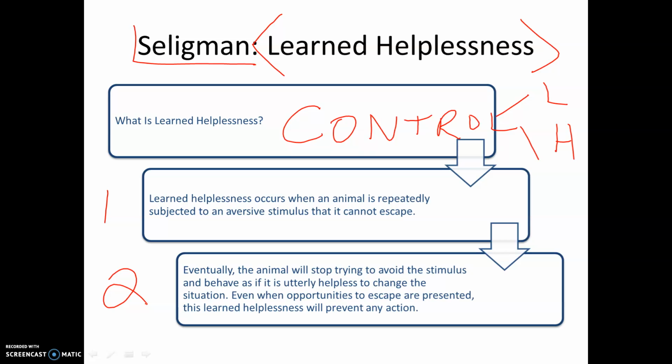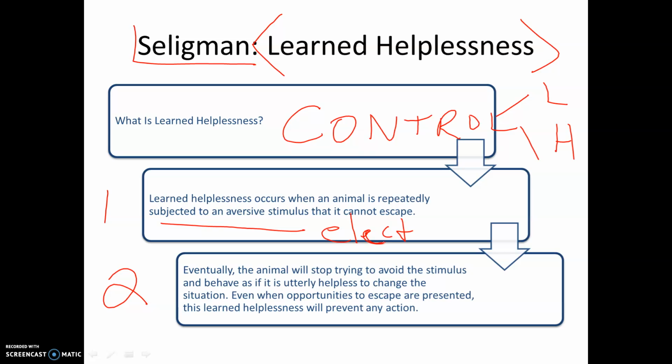What Seligman did in the first part of the study is he subjected animals, dogs, to an aversive stimulus, which was electricity. He had them in a small room, and part of the floor was electrified. And he harnessed the animal to a wall, and the animal, as hard as it tried, could not escape being electrocuted. He did this repeatedly, electrocuting and not allowing to escape.